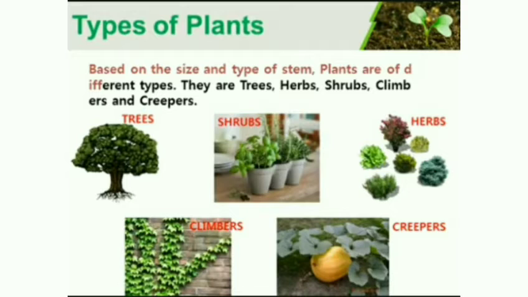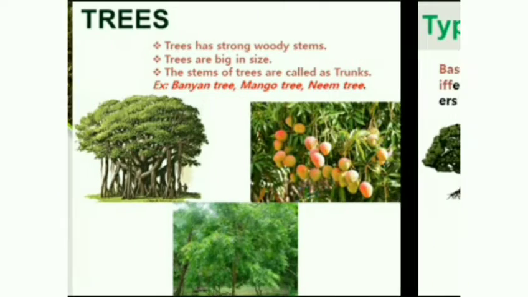So based on their shapes and sizes, these plants are divided into 5 types. These types are trees, shrubs, herbs, climbers, creepers. So based on their shapes, size and the type of stem also, these plants are divided into these 5 types. So let us see each type one by one.